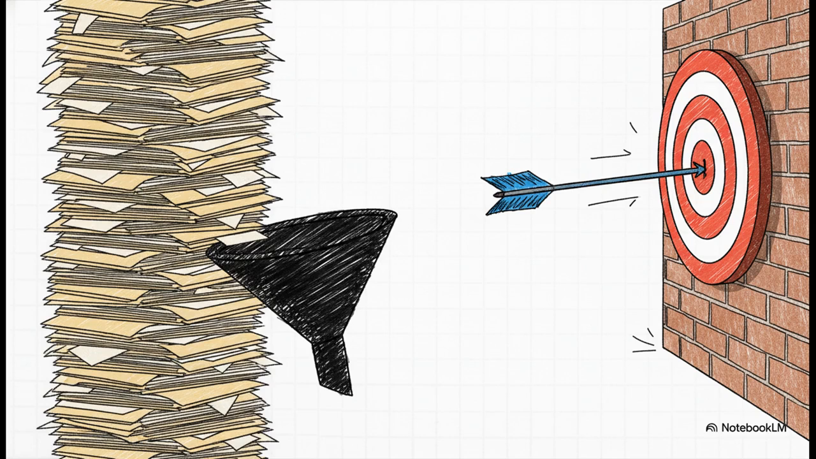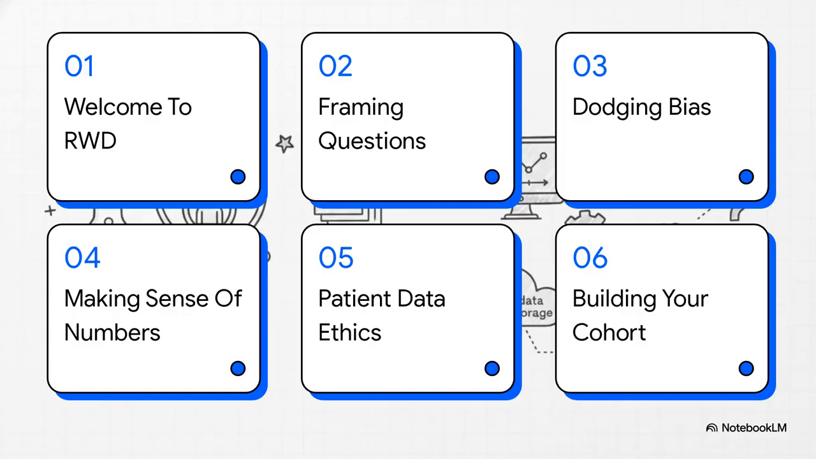The crucial takeaway here is that a massive sample size reduces random error. Sure, it makes your results look incredibly confident, but it does absolutely nothing to fix systematic bias or a fundamentally flawed study design. To make sure you get an answer that is both precise and correct, this explainer is going to be your roadmap. We'll be covering welcome to real-world data, framing your research question, dodging bias and confounding, making sense of numbers, the ethics of patient data, and building your first cohort.